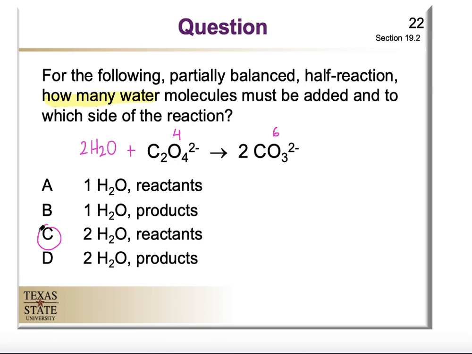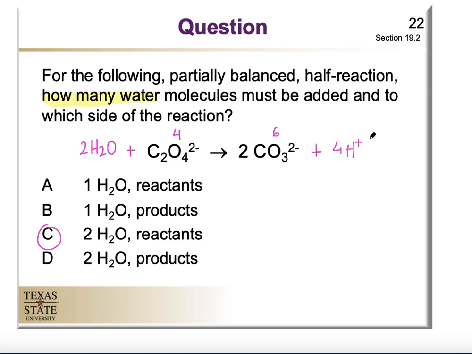Now, I usually tell my students to go ahead and finish balancing this half reaction. After the oxygens are balanced, the next step is to balance the hydrogens. So on the left-hand side, I have 4 hydrogens. On the right-hand side, I have 0 hydrogens. That means that I need to add 4 H pluses on my right-hand side.